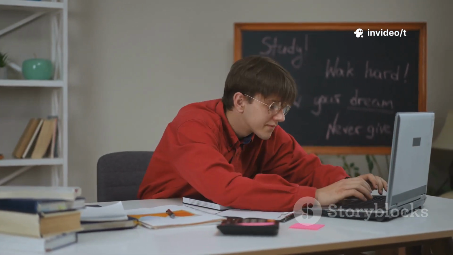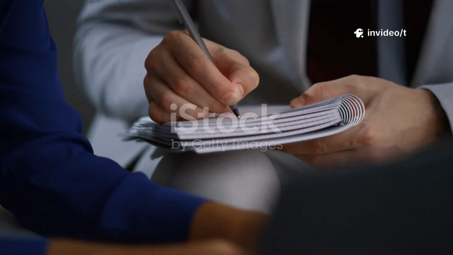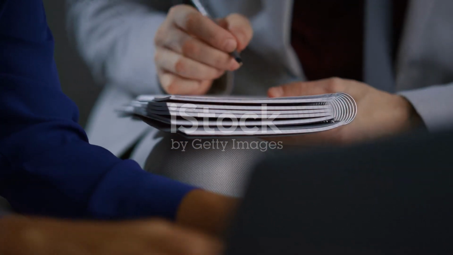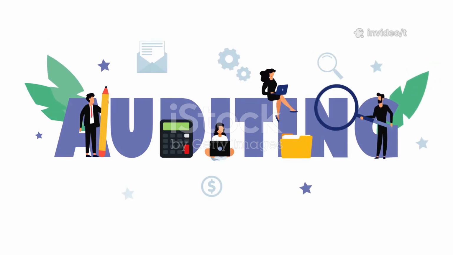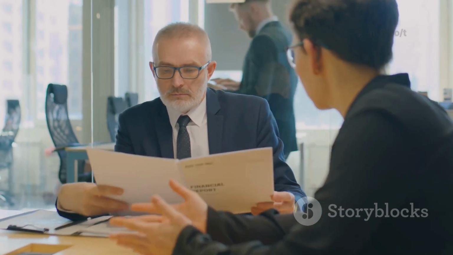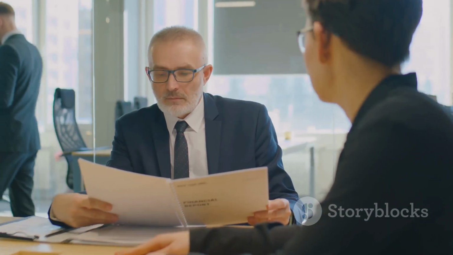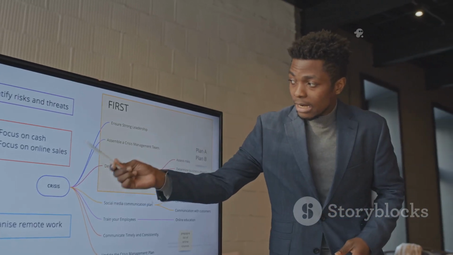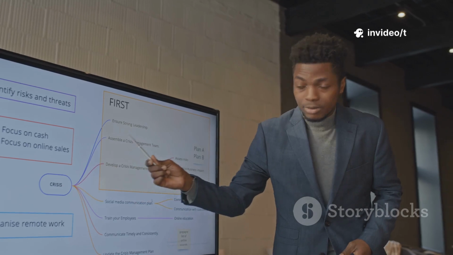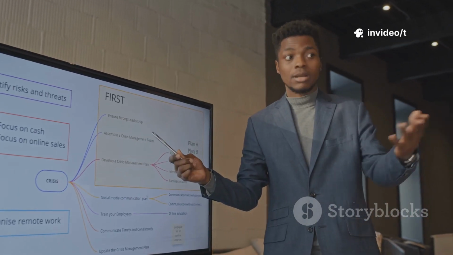For CMA exam takers, SoD is a must-know topic. Memorize the 4 functions: authorization, custody, recording, reconciliation. Expect scenario questions. Spot where duties are improperly combined. Know compensating controls for small businesses. Owner review, independent reconciliations, and increased supervision. Connect SoD to the COSO internal control framework. It's a key control activity.